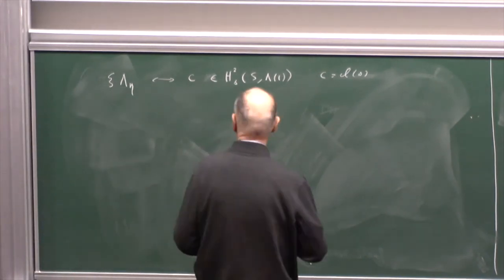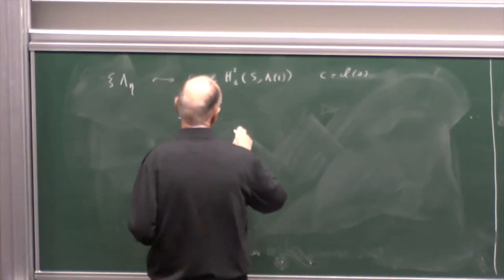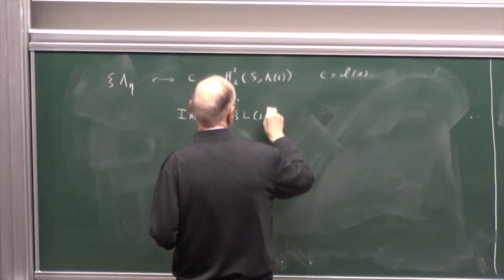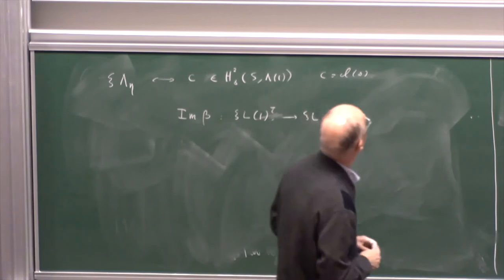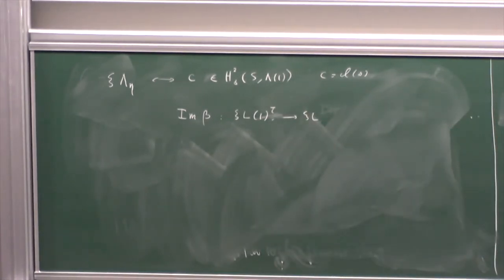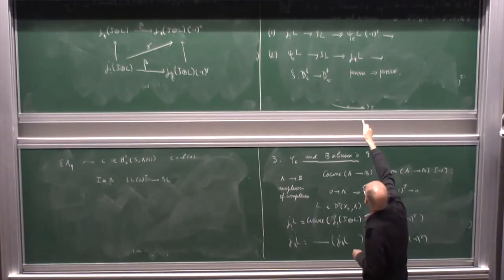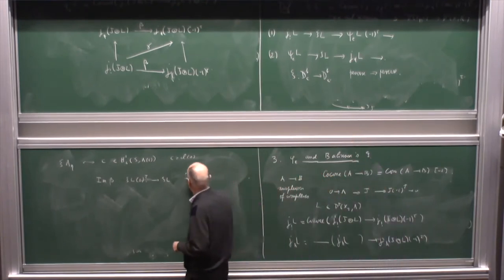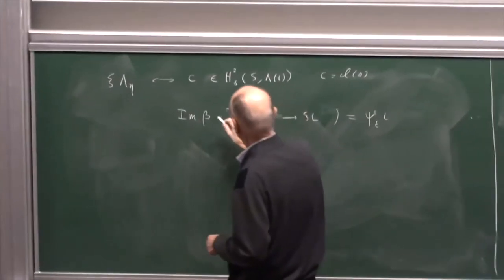In general, the image of beta from psi L to 1 tau to psi L, for L perverse, is given by the composition here. You go psi L, 1 tau to psi, and then psi to psi L, and you just get psi t of L.